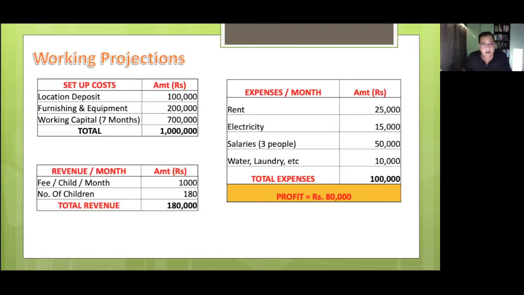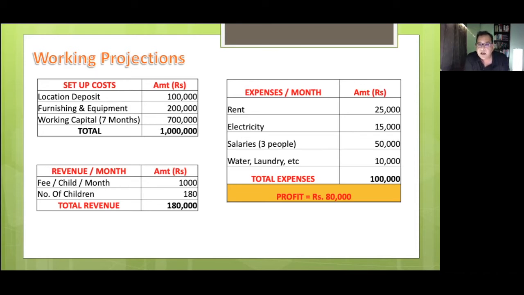So in terms of how this adds up financially, to set up this place, I need a lakh as a deposit. To furnish it and equip it, I need another 2 lakhs. And the working capital, don't let that scare you. That's just to help me over the next 6-7 months in case I'm not able to make a go of it. But it will not reach that stage.